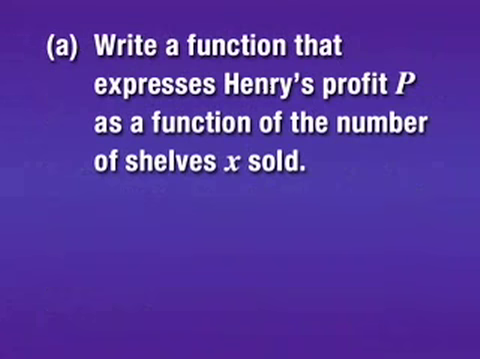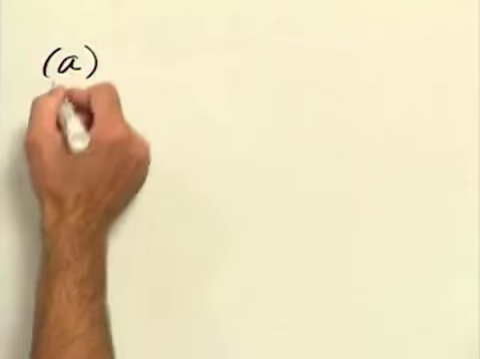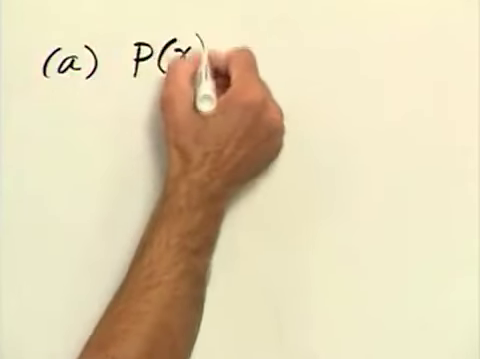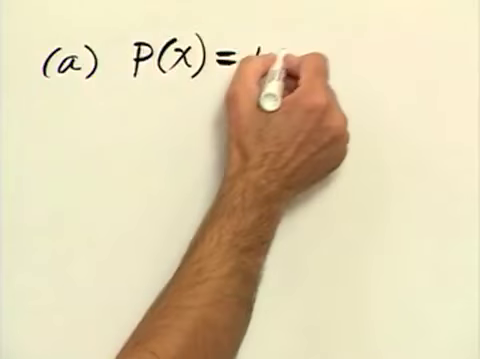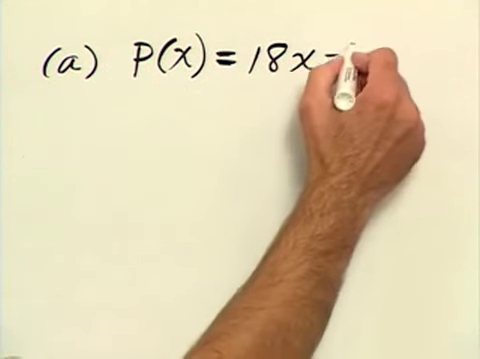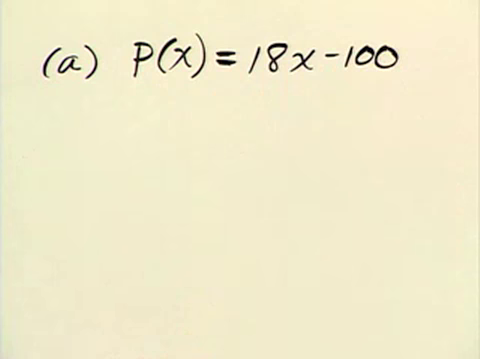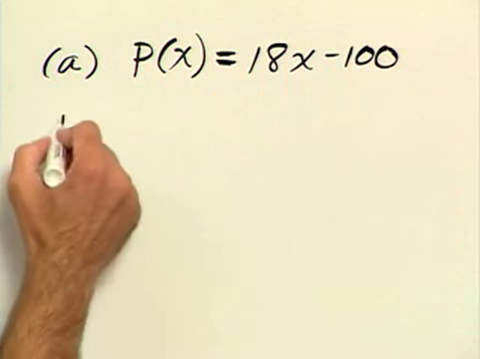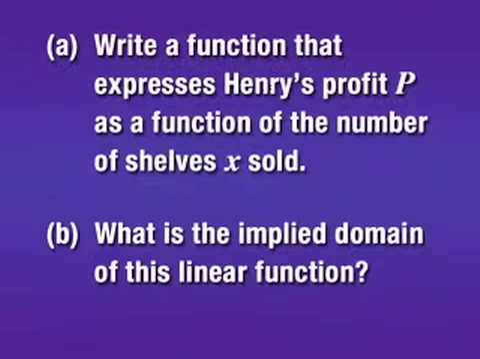Part A says, write a function that expresses Henry's profit P as a function of the number of shelves x sold. We will get, for part A, the function P of x will equal 18, because that's how much money Henry will make off each shelf sold, times x, the number of shelves sold, minus his $100 fee for his booth. Now part B asks us, what is the implied domain of this linear function?